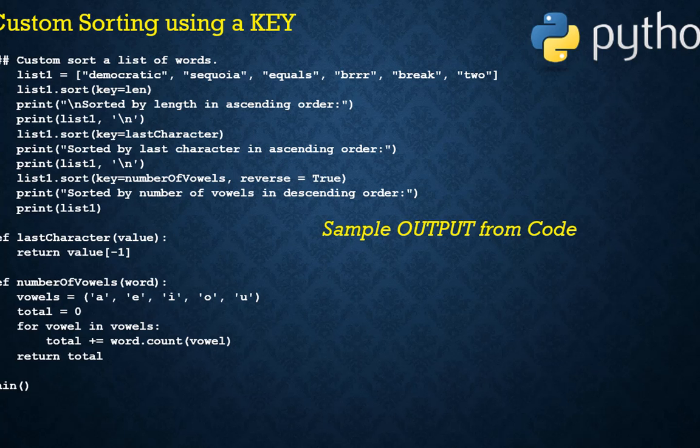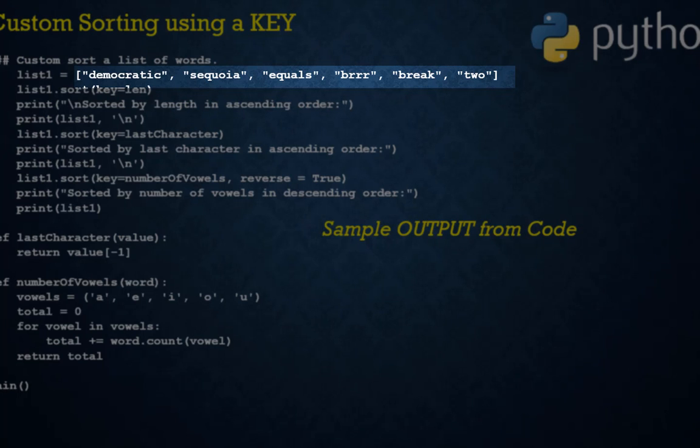Looking at the list, we see that sequoia ends with an A, so that should be first in our sort. Democratic ends with C, that should come second. Break ends with a K, it should show up third, followed by the word 2, burr, and equals.